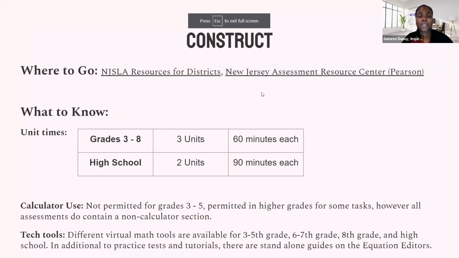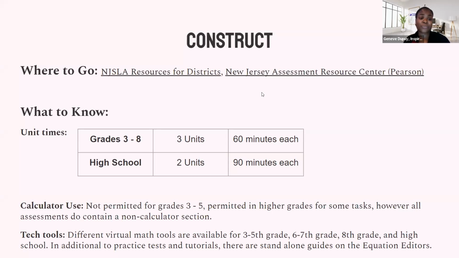Okay, so when we talk about the construct of these exams, they are fairly similar from grade level to grade level, but there are some slight differences that you should definitely be aware of. So the first thing and the need to knows, I would say, are the unit lengths. For our elementary and middle school students, they will each test in 3 units that are 60 minutes each. And our high school students, meaning our 9th graders, whatever subject they are testing in, generally algebra, and our 11th graders who are taking NJGPA, they will do 2 units that are 90 minutes each.